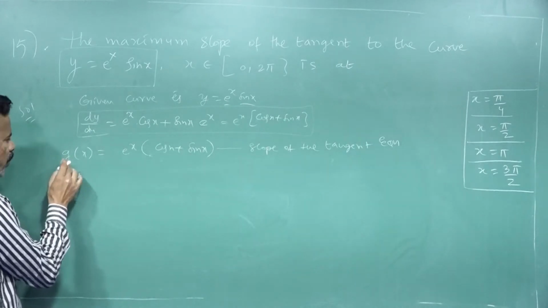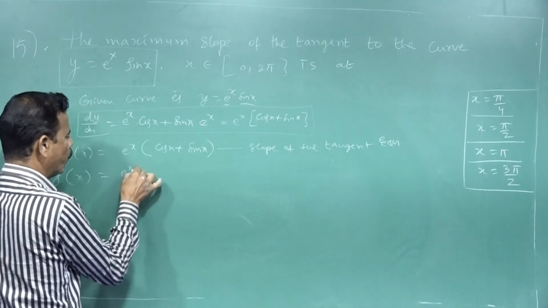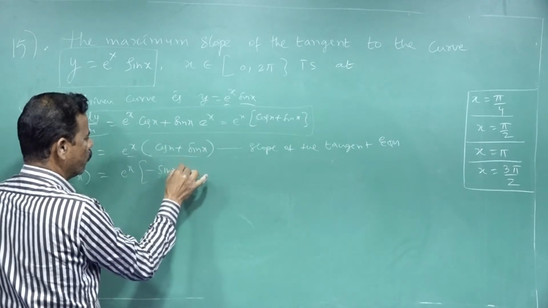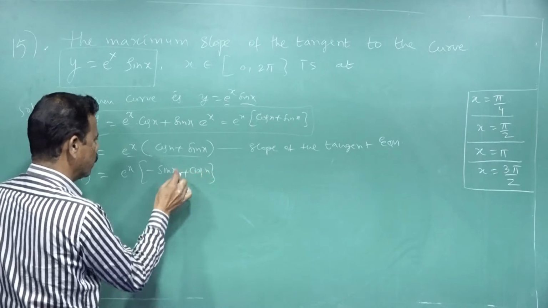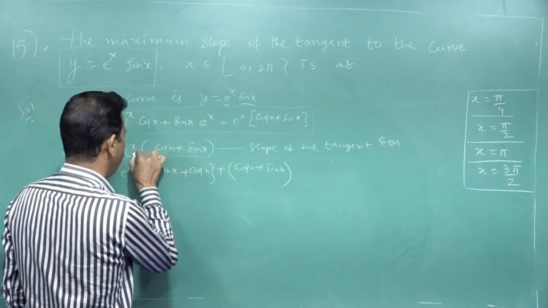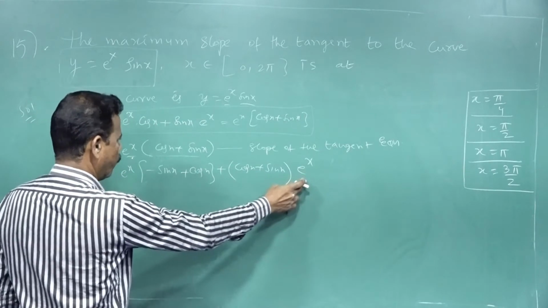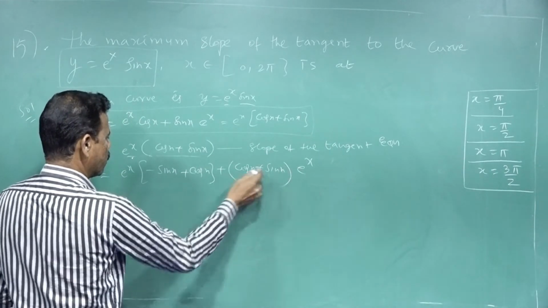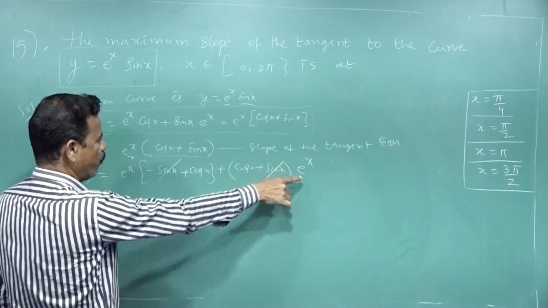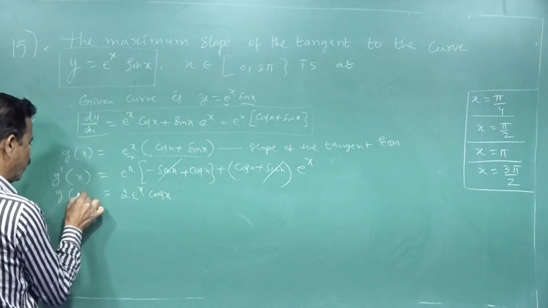This is the first derivative, g dash of x. Using the uv method, e power of x is u and cos x plus sin x is v. The derivative of v is minus sin x plus cos x. Then plus cos x plus sin x into the derivative of e power of x, which is e power of x as it is. Taking e power of x common, the minus sin x and plus sin x cancel, remaining 2 e power of x cos x. This is the first derivative, g dash of x.